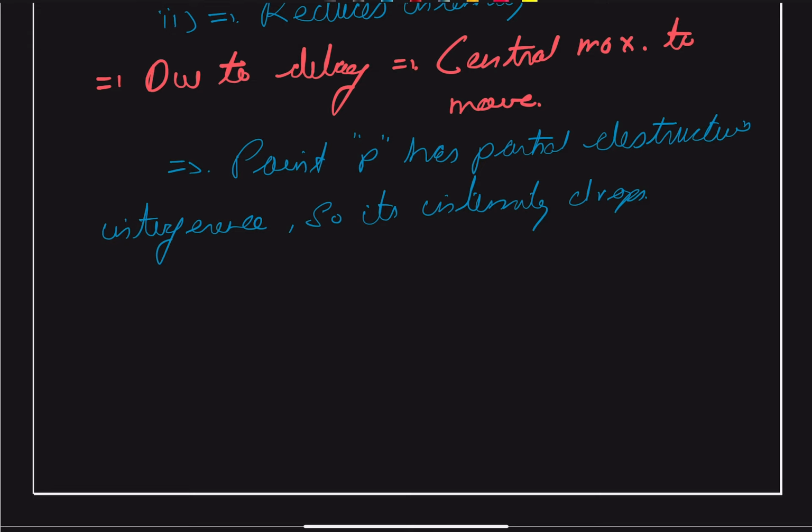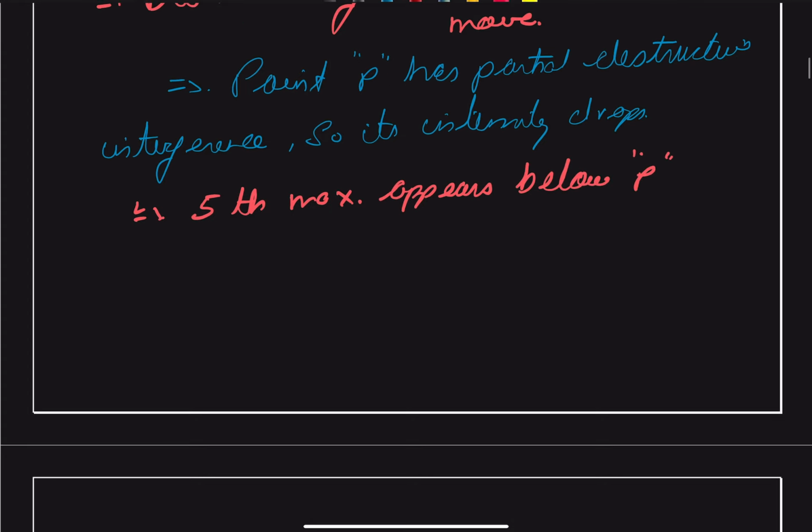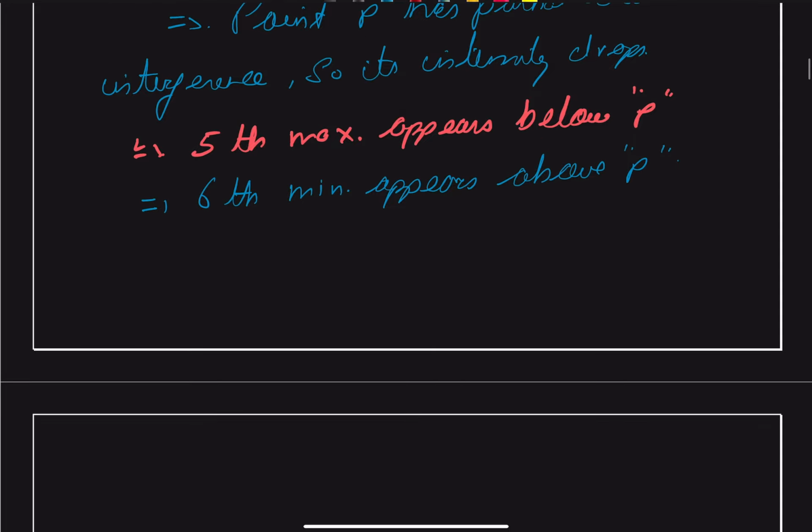And which is also mentioned in the question, that it states that the fifth maxima appears below P and the sixth minima appears above P. So let us solve it now.